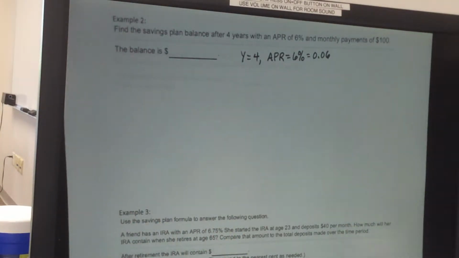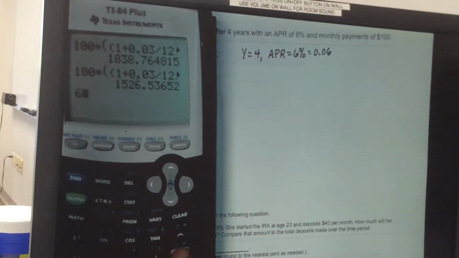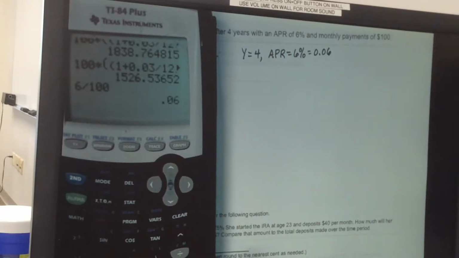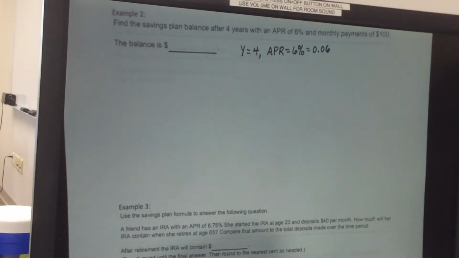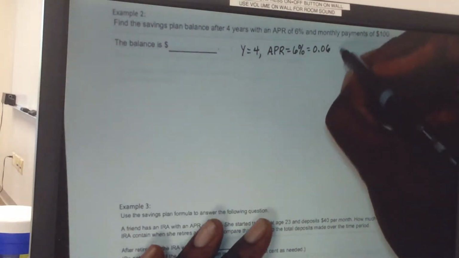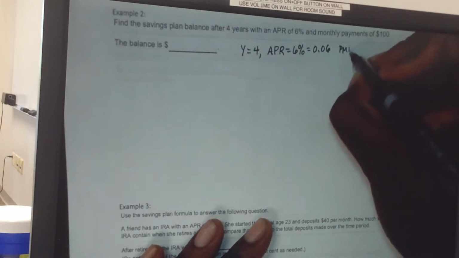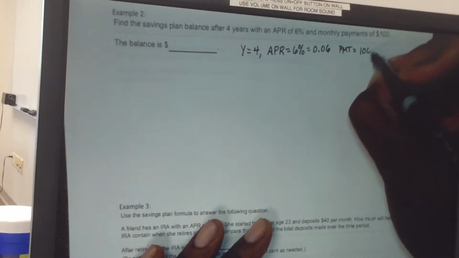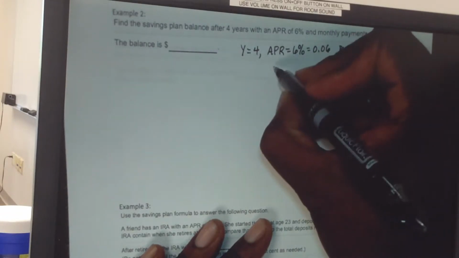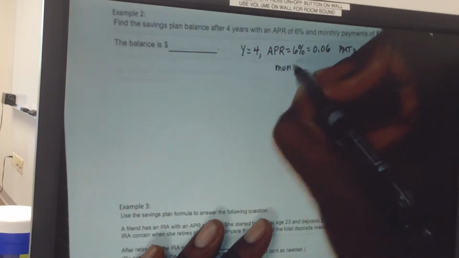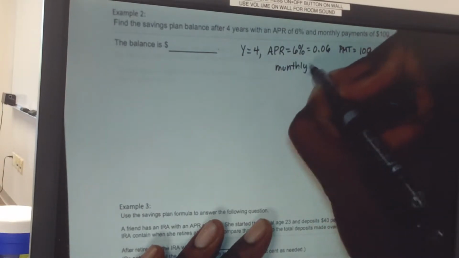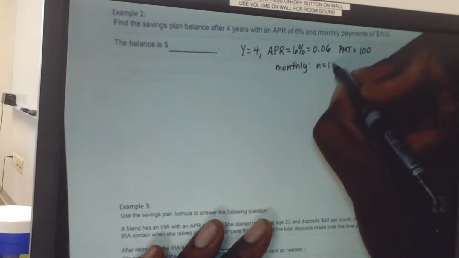So if you've forgotten how to change a percent to a decimal, you drop the percent sign and divide by 100. So if I do 6 divided by 100, that will be 0.06. The payments that you make a month will be $100, and you're making monthly payments, so in a year, N is going to be equal to 12.